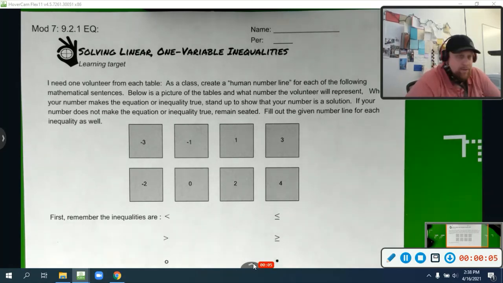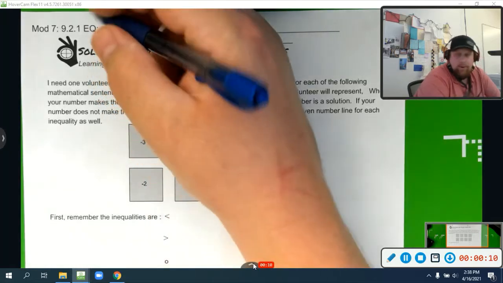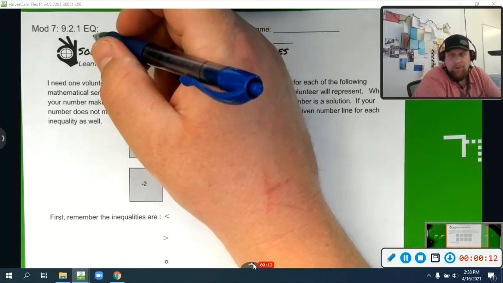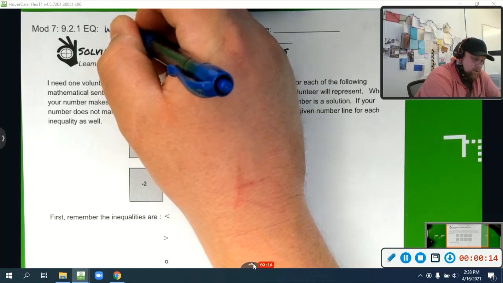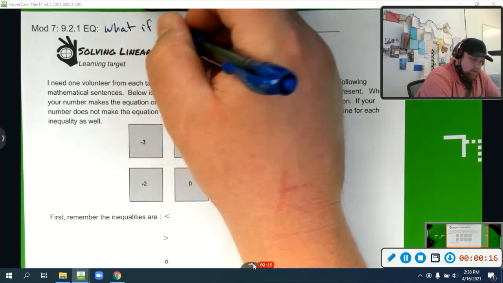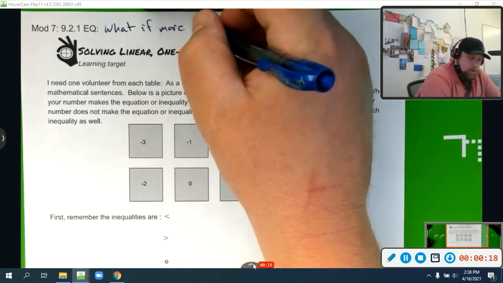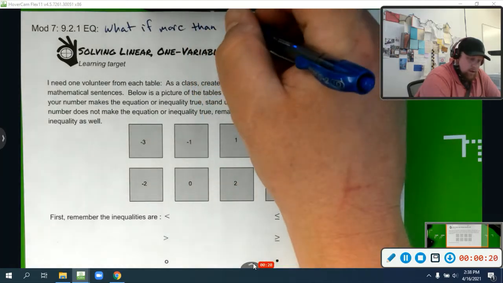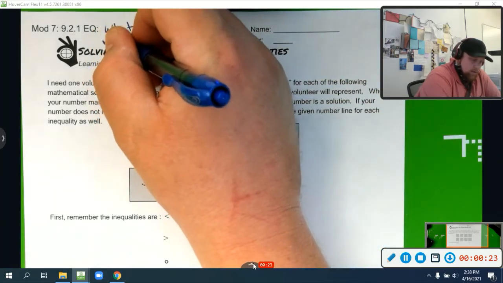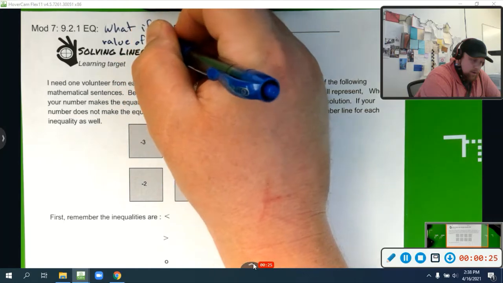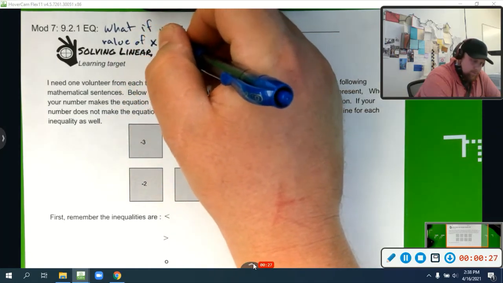This is Module 7, 9.2.1, and our essential question is, what if more than one value of x works?